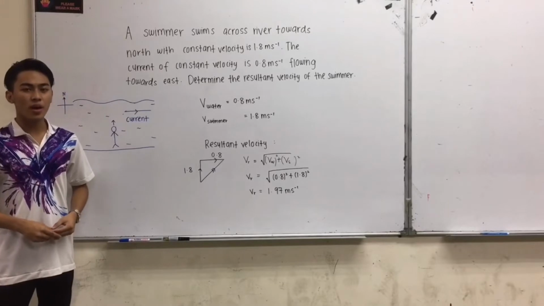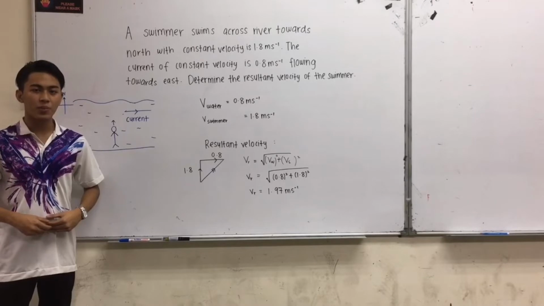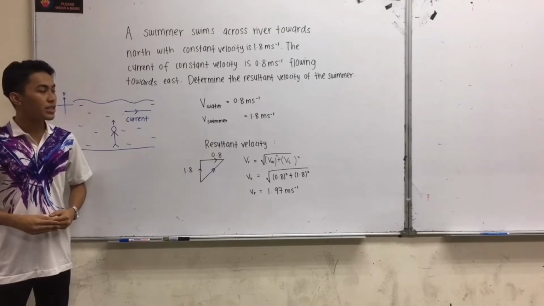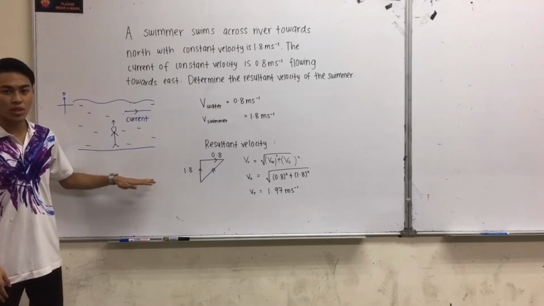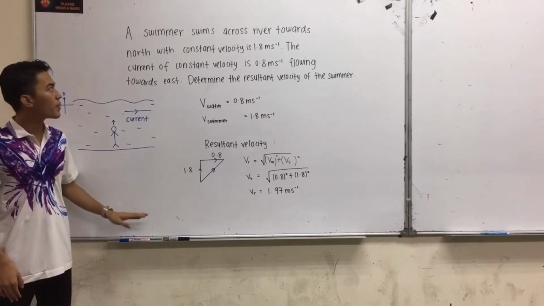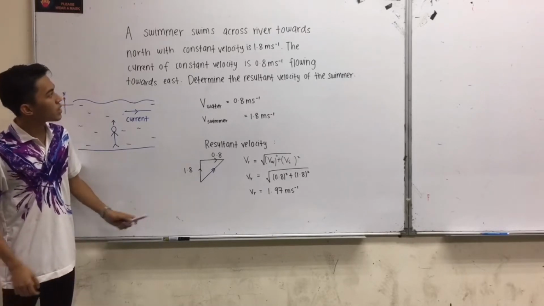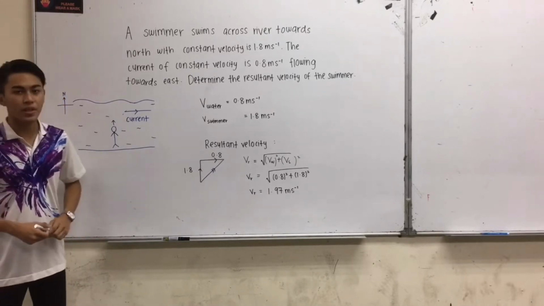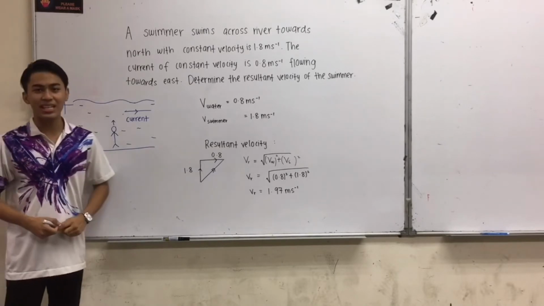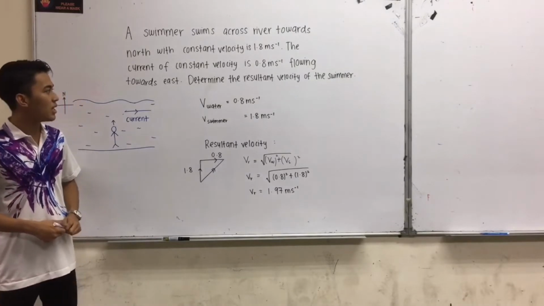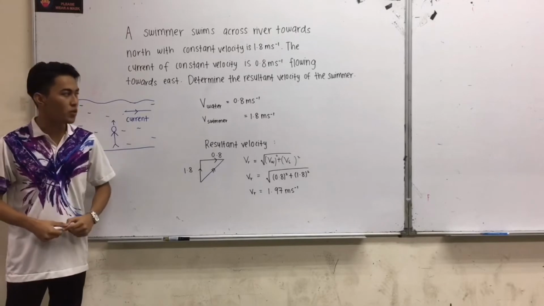Hi, have you wondered why when you are swimming in the water, you feel the water current pushes you and changes your direction as well? So this question is related to the situation that I have stated before. The question asks about a swimmer who swims across a river towards north with constant velocity 1.8 m/s. The current of constant velocity 0.8 m/s is flowing towards the east. Determine the resultant velocity of the swimmer.